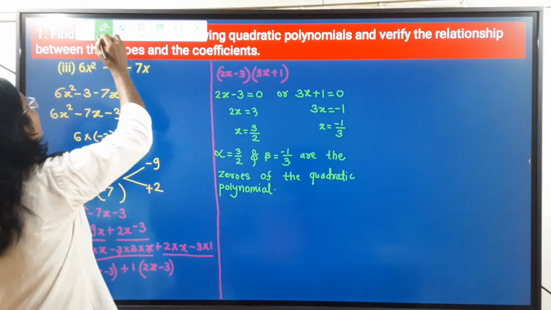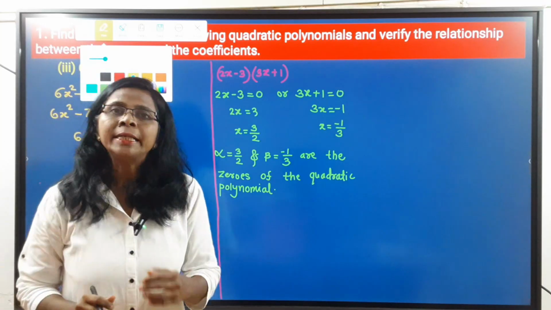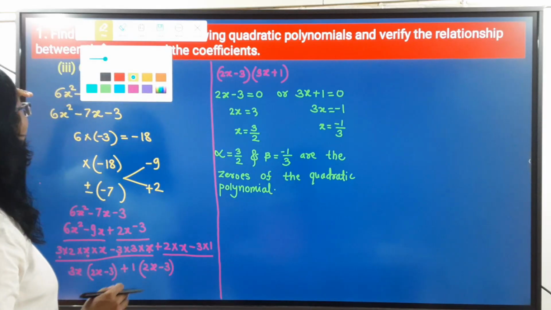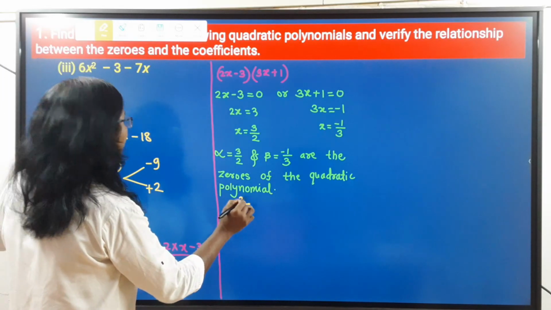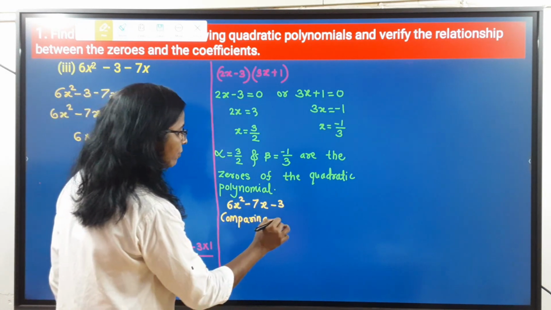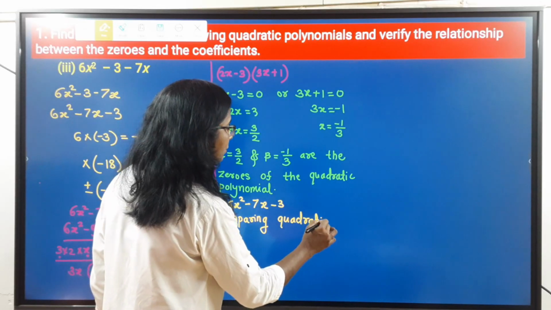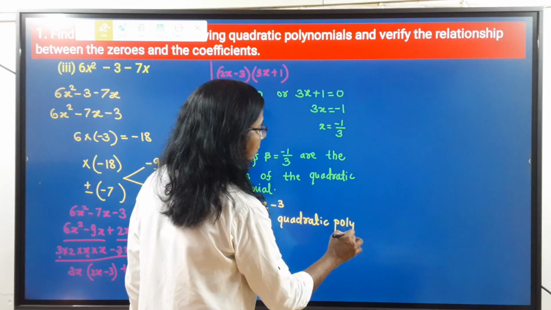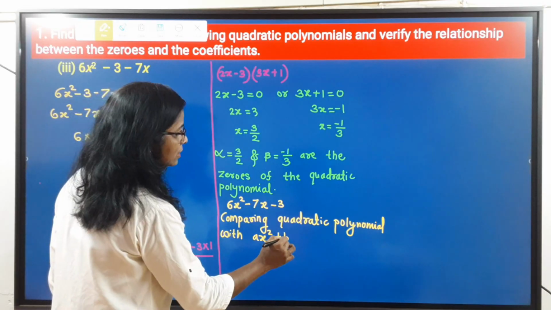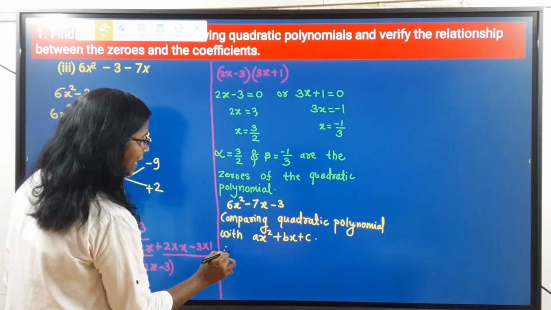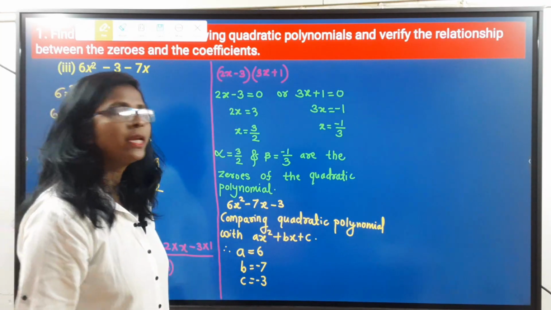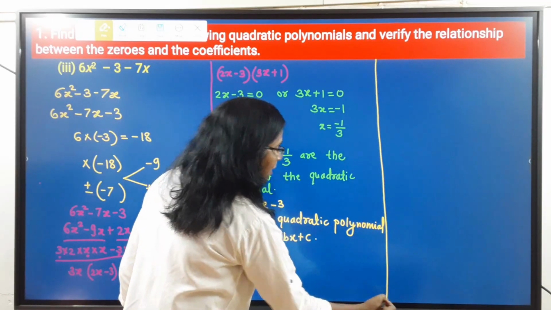Now the second part, that we have to prove the relationship between the coefficients and the zeros of the quadratic polynomial. So first we write down the quadratic polynomial 6x square minus 7x minus 3, and comparing this quadratic polynomial with ax square plus bx plus c, we say that a is equal to 6, b is equal to minus 7 and c is equal to minus 3. Okay, now here we have the three coefficients, that is a, b and c.